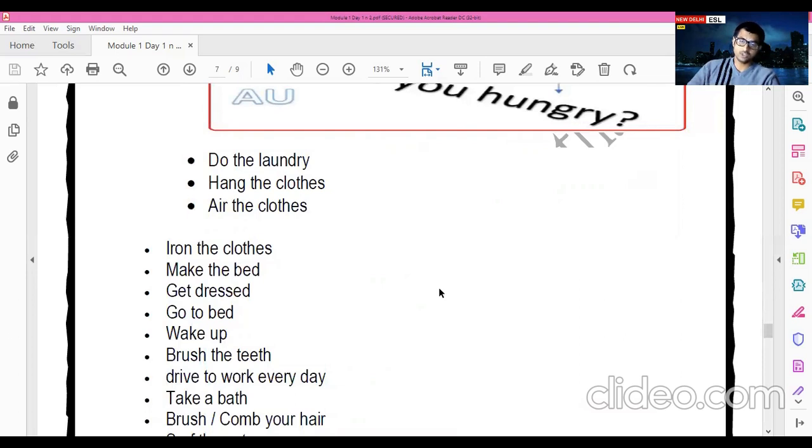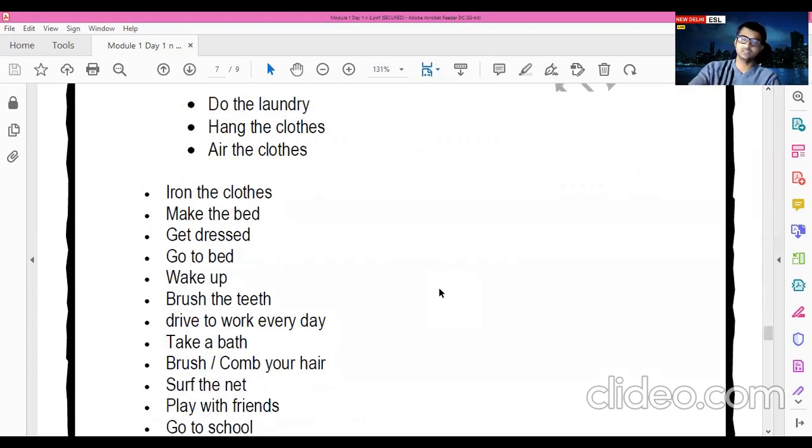Do you hang the clothes? Again, TH is unvoiced. Do you hang the cloth? Yeah, I hang the cloth. I don't hang the cloth. Do you air the cloth? Yeah, I air the cloth. Next one. Do you iron the cloth? Yeah, I iron the cloth. I don't iron the cloth. Do you make the bed? Yeah, I make the bed. I don't make the bed. Do you get dressed? Yeah, I get dressed.